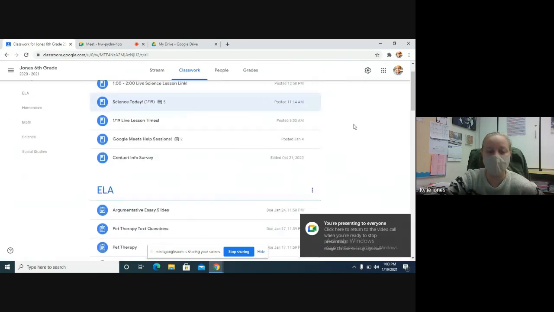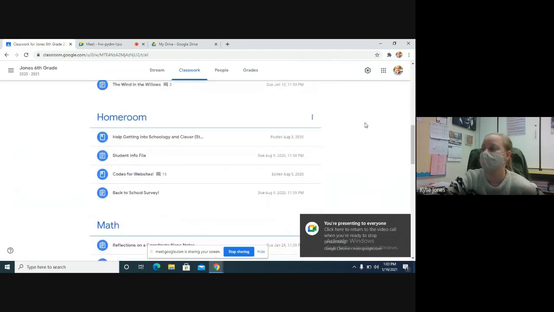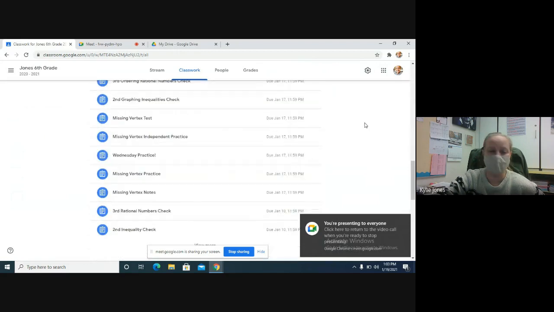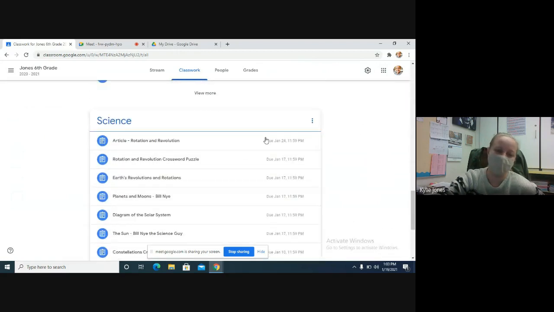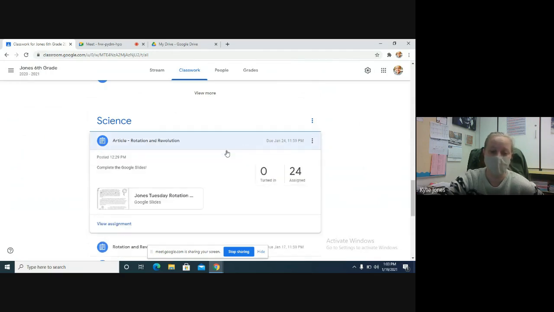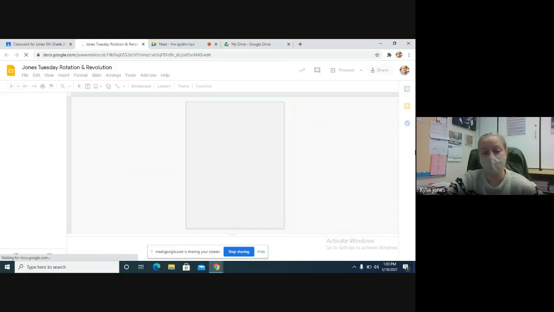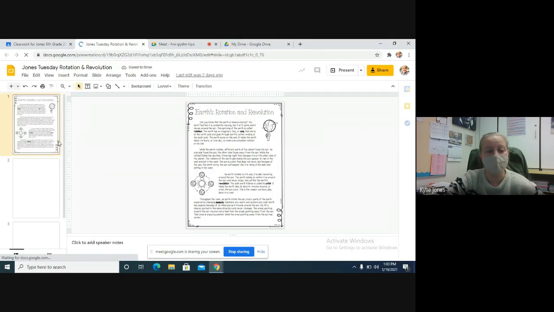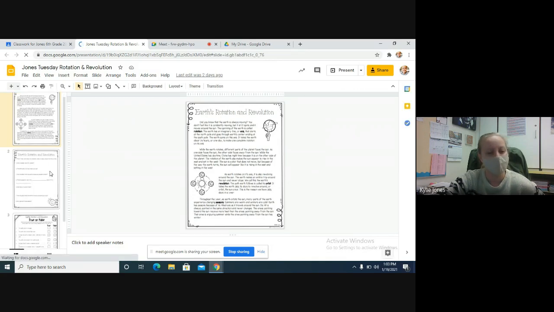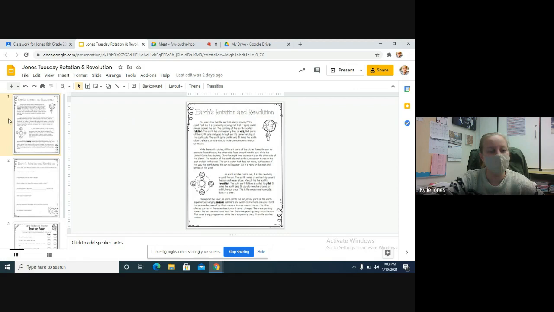So over in science, that's math. In science, we have a new article that's called Rotation and Revolution. So it's this article assignment. And when you open up those sets of Google Slides, I think it's 3 slides total. One page is the article, and the other 2 are some activities that we will do with it. Okay? Shouldn't take us too long. I'd say maybe a half hour tops.